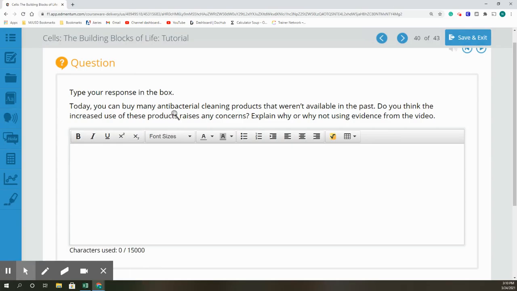Today you can buy many antibacterial cleaning products that weren't available in the past. Do you think the increased use of these products raises any concerns? Explain why or why not, using evidence from the video.